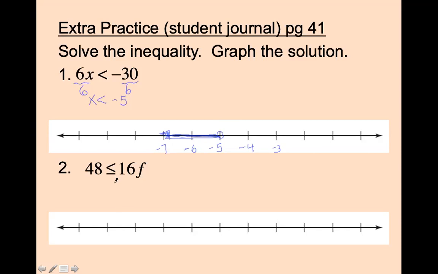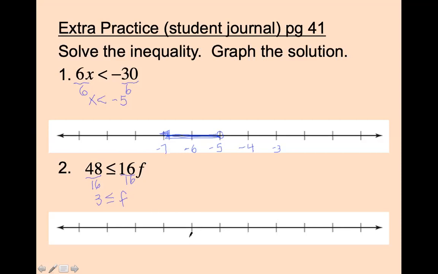All right, let's look at number 2. This time I have the variable on the right. So I'm going to leave it on the right. I'm going to divide both sides by 16 to get f by itself. 48 divided by 16 is 3. So this says 3 is less than or equal to f.